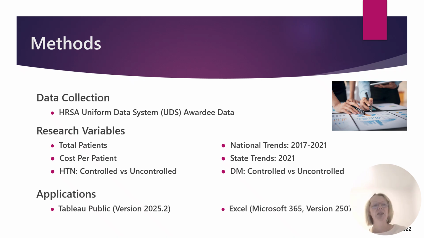I chose these particular variables to learn more about the balance between costs and quality of care for HRSA health centers. The national trends were chosen so I could analyze patient volume and efficiency data during 2017 through 2021. The state-level data helped analyze the differences in control of hypertension and average cost per patient during 2021. For my data analysis, I used Tableau Public version 2025.2 and Excel in Microsoft 365 version 2507.